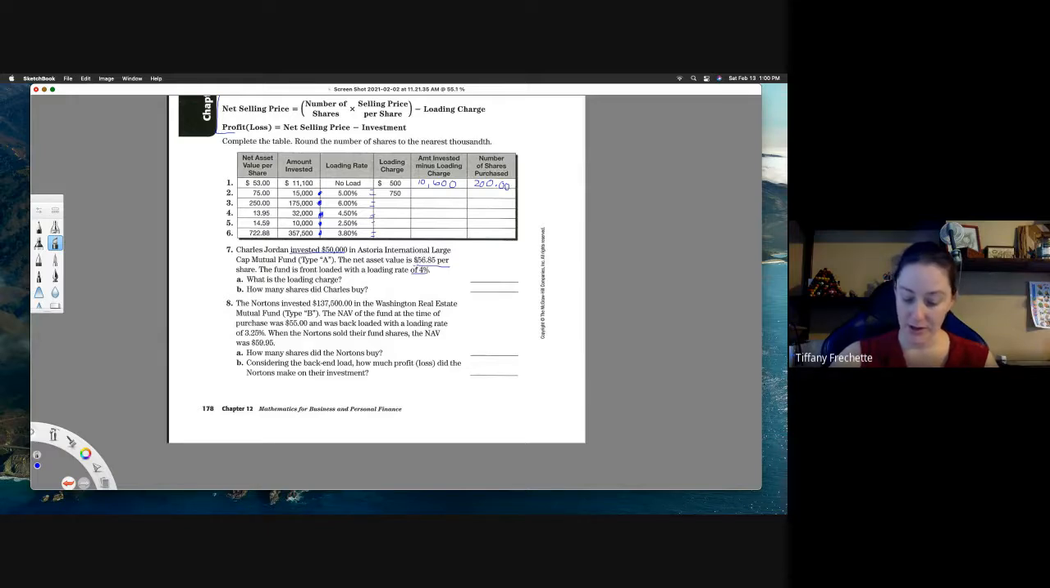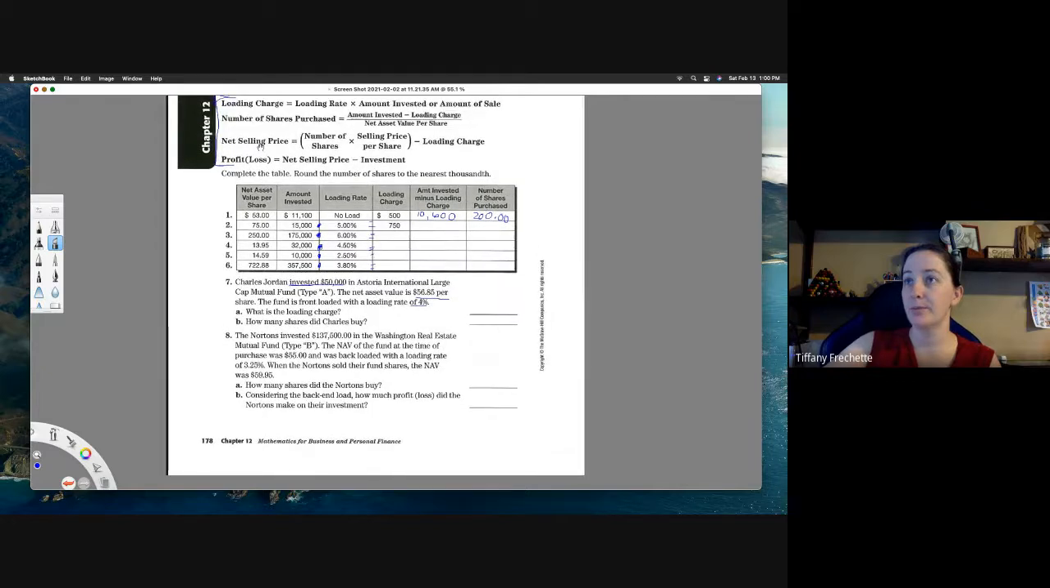How many shares did Charles buy? If you want to know how many shares he actually bought, instead of just how much he invested, you have to take the amount he invested, subtract the loading charge from it, and then divide by the price per share. So again, we're doing that second calculation, and I can go back up here for a second so you can see the equations. This is part A, this is part B. So you have to use these two equations in here. All right.